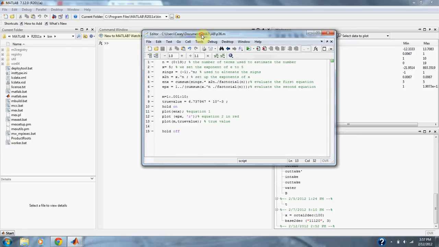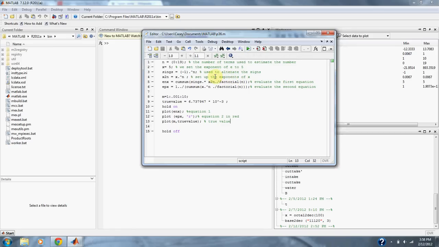So, to evaluate e to the negative fifth, I have constructed this equation. First, we set the number of terms used to estimate e to the fifth, or the number of terms that we want to use in the Taylor series, which is 20 terms, 0 through 19. And then we set our exponent to 5. We must also alternate the signs in our series by setting negative 1 to the n.